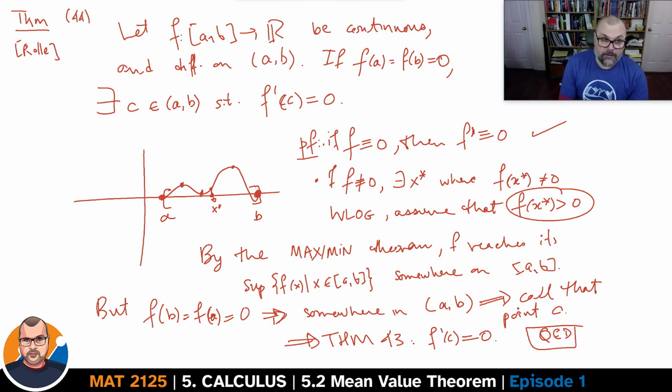It reaches its maximum somewhere on the interval, but it cannot be at the endpoint, so it has to be somewhere in the interior, in the open interval AB. Call that point C. And now we have all of the conditions for theorem 43 to apply. Automatically, we know that that point has to be a point where the derivative of the function is equal to 0.